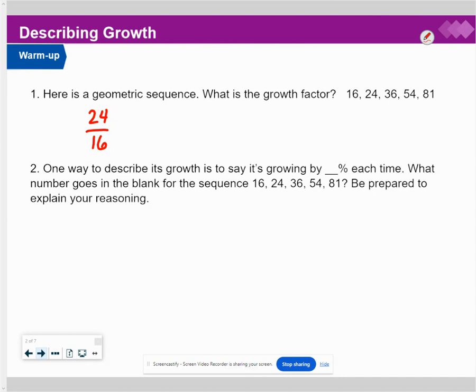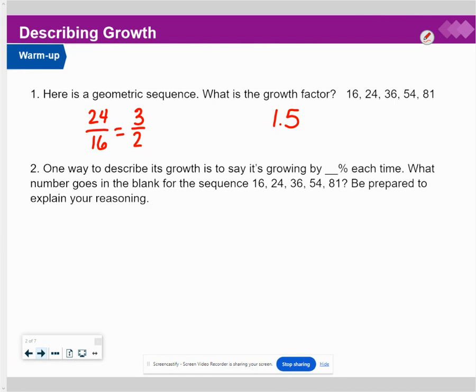If I would simplify this, 24 over 16, I could divide both of those by 8. And now I get 3 over 2. My growth factor then, as a fraction, is 3 over 2, or as a decimal number we could call that 1.5. The reason I wanted the decimal there is to help us out with number 2.